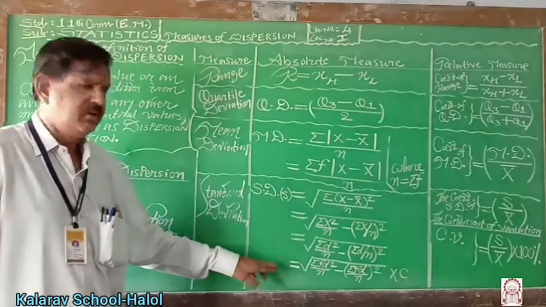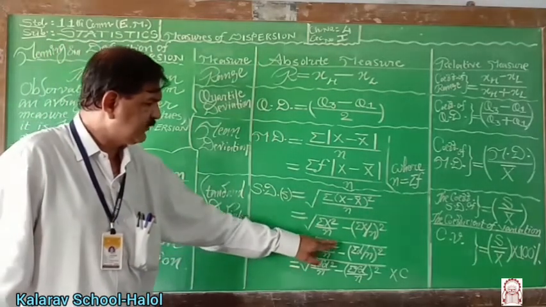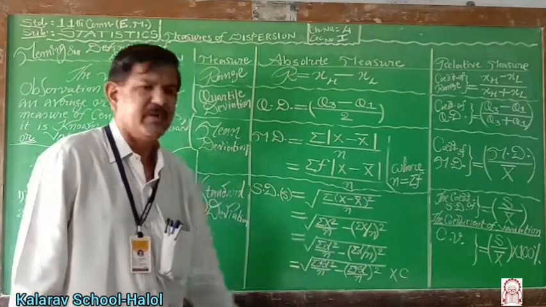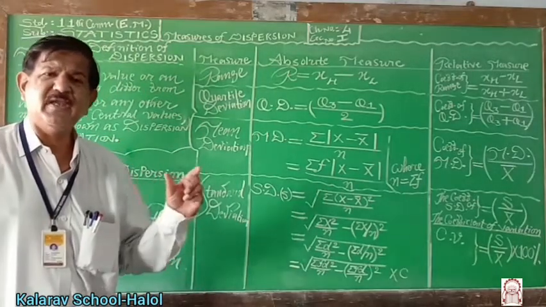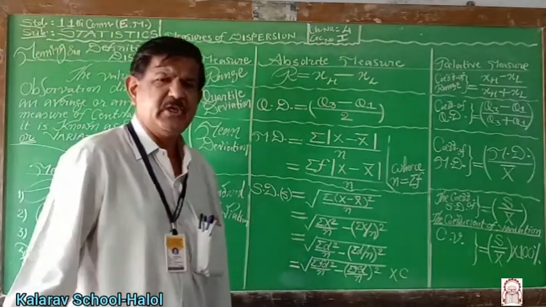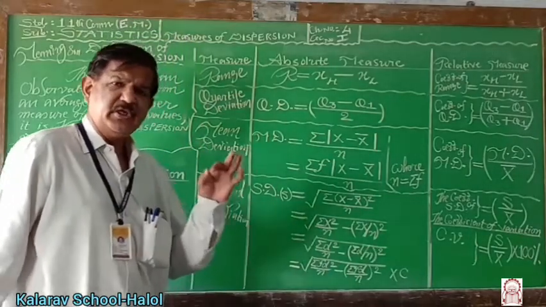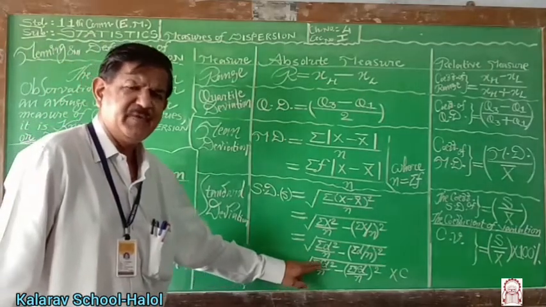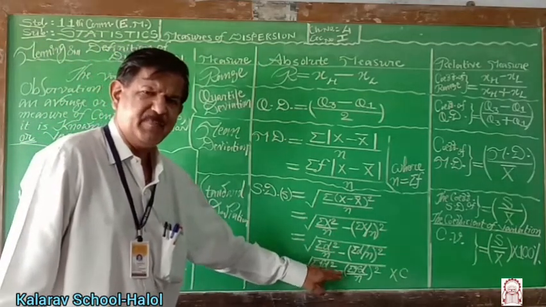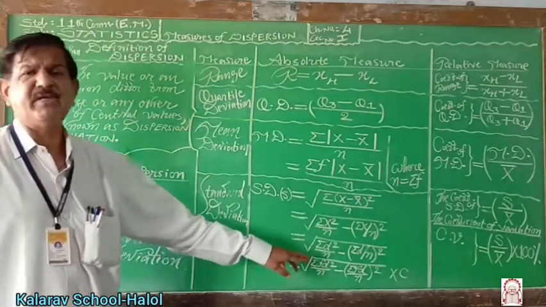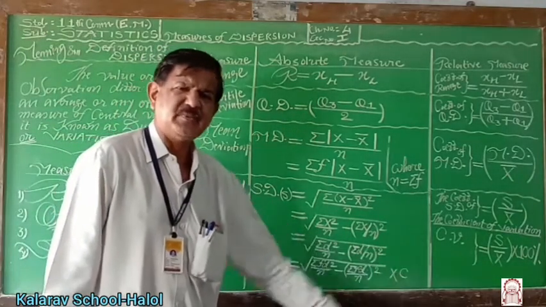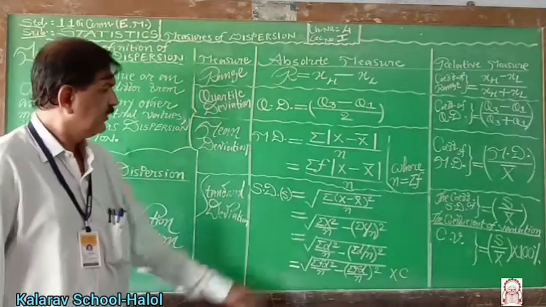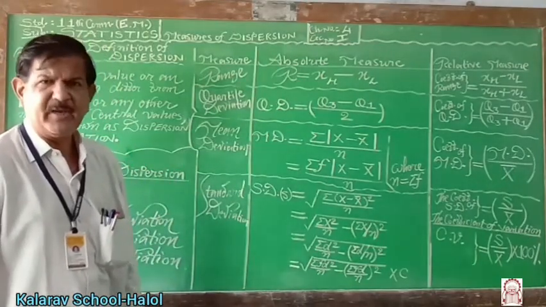Or it is given by square root of sigma d square upon n minus sigma d upon n whole square, where d stands for deviation, x minus a, an assumed mean. In the case of a continuous type frequency distribution, it is given by square root of sigma f d square upon n minus sigma f d upon n whole square, outside the root multiplied by c, and this c stands for class interval, the class width of the given classes. These are the formulas for computing absolute types of measurement.